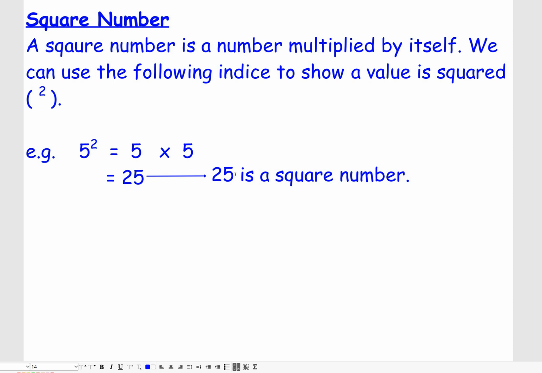The important part with square numbers is any number can be multiplied by itself, but it is the answer that is the square number. So 25 is our square number.